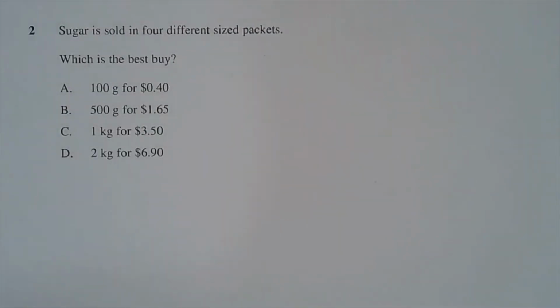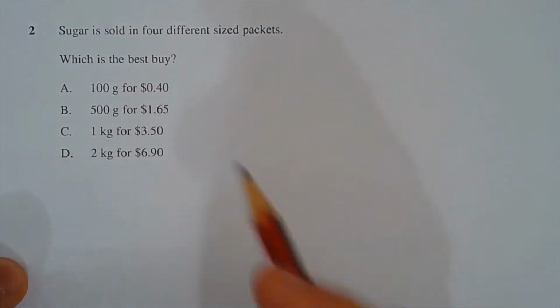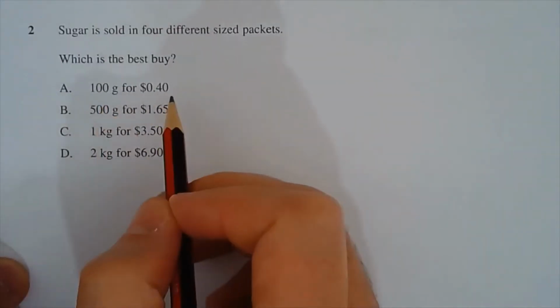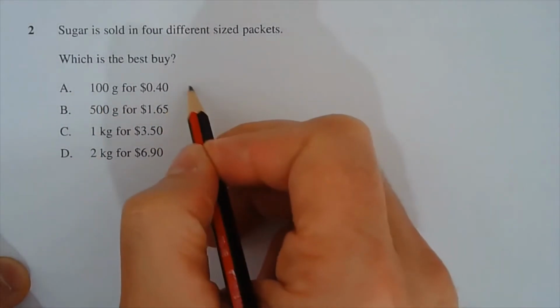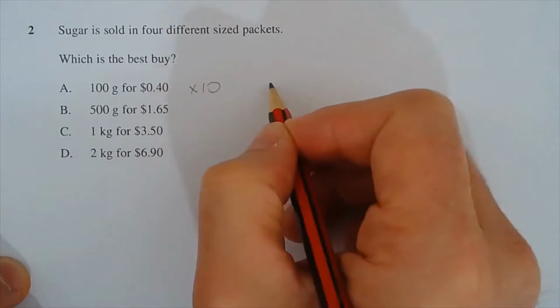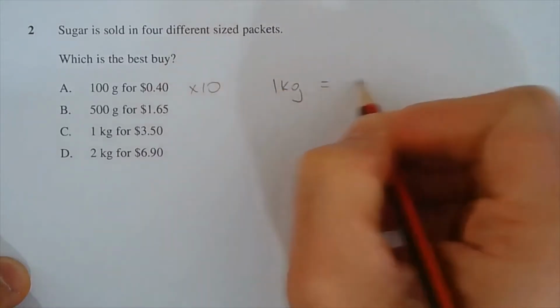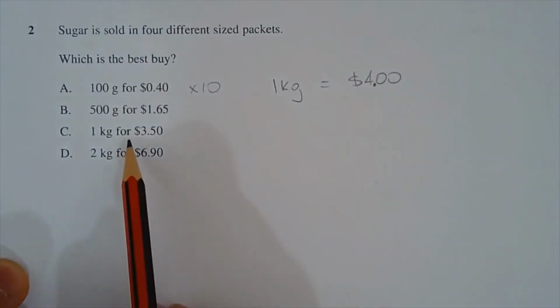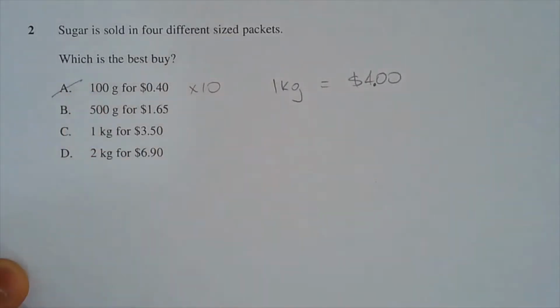Question 2. Sugar is sold in 4 different size packets. Which is the best buy? So the way to answer this question would be to maybe look at a common mass. For example, the cost per kilogram would be something to compare against, and then compare the cost per kilogram for each of the options. So for 100 grams, it's 40 cents. If we multiply that by 10, because there's 10 lots of 100 grams in a kilogram, we end up with 1 kilogram is equal to $4 for this option. Now clearly we have 1 kilogram for $3.50, so we can't be option A.